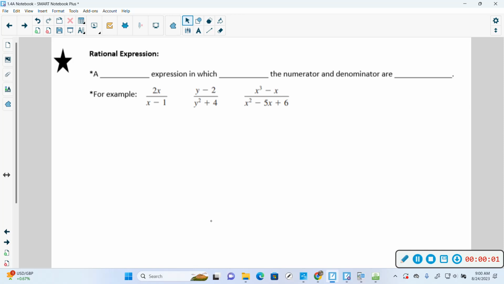But nothing too crazy today. So, rational expressions. I really love the word rational. It's just a fancy name for a fraction.